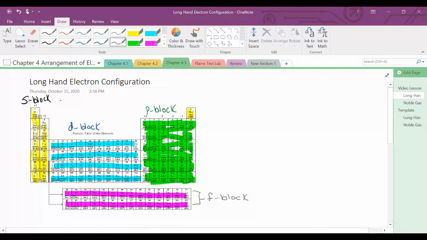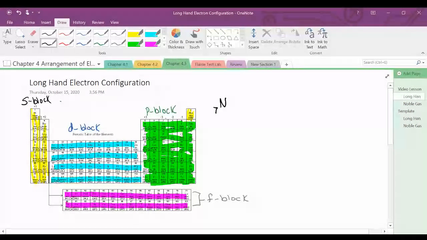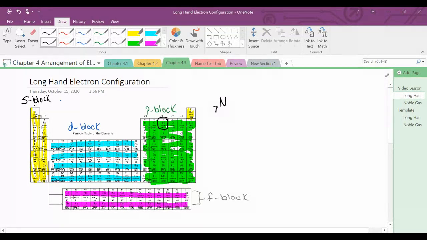So we're going to write two longhand electron configurations. The first one we're going to do is for nitrogen. And nitrogen's right here in the P block on the periodic table. For longhand electron configuration, we're going to start at the beginning of the periodic table with hydrogen. So we're going to start here.